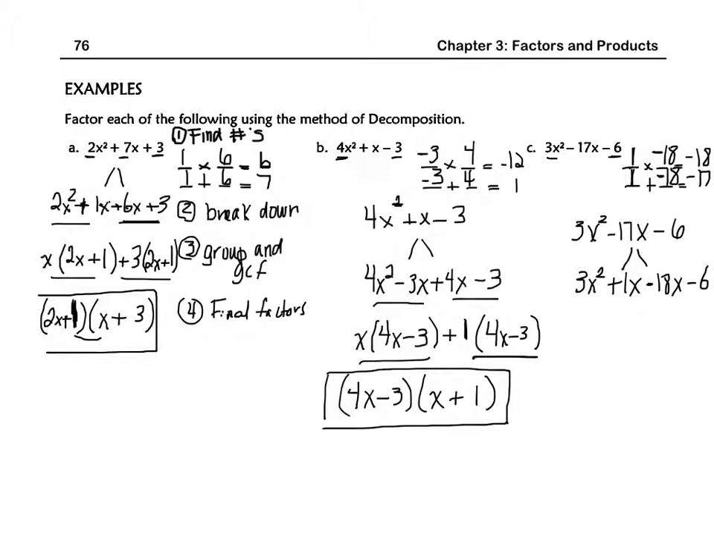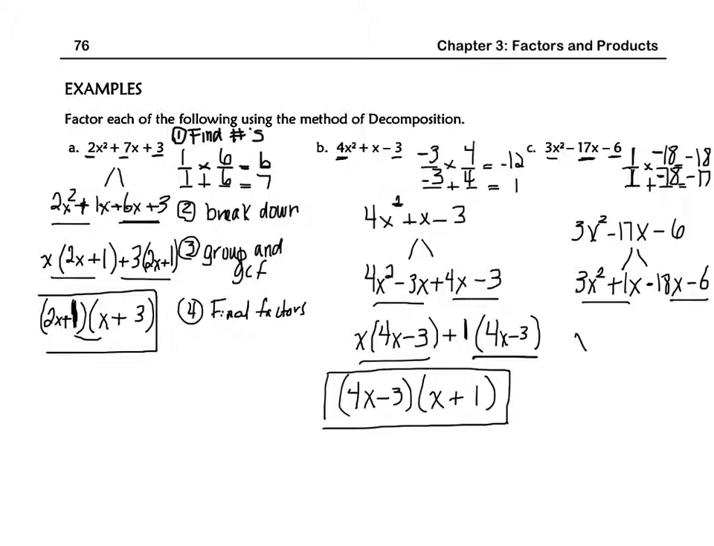So all we've done is rewrite that middle term using the two numbers we found in the first step, 1 and negative 18. 1x and negative 18x are exactly the same thing as negative 17x. So now we group. So find the numbers, break it down, group and GCF.